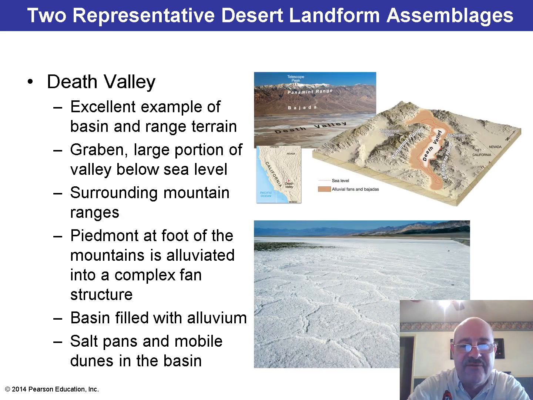So here we go. Here's Death Valley, an excellent example of basin and range. Again, Graben, with large portions of the valley below sea level. Remember, the horst is up, the Graben's down. And it has surrounding ranges. It also has these coalescing bajadas. As this is weathered down, it has started to move out, so it's starting to flatten out more. The Piedmont at the foot of the mountains is alluviated into a complex fan structure, that bajada. The basin is filled with alluvium. Salt pans and mobile dunes are in the basin.